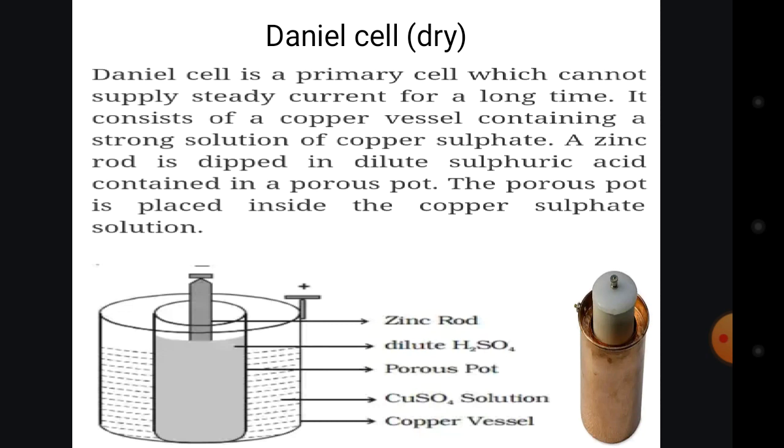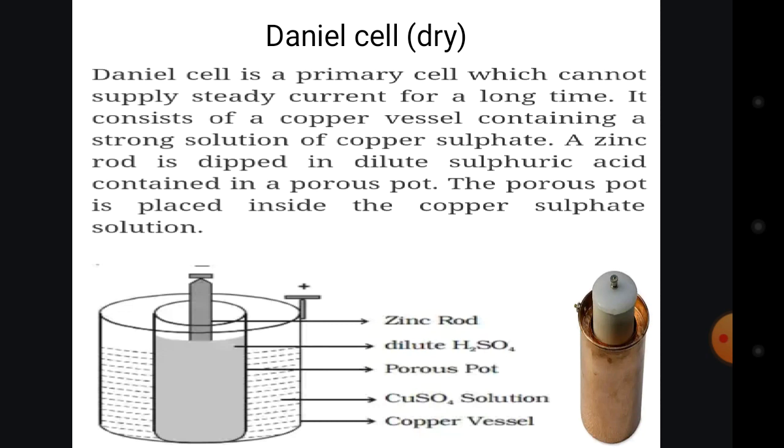So you see that we have a porous pot, which is where you put the sulfuric acid. The porous pot is placed inside the copper sulfate solution. So that is where we put the solution there. If you look at the diagram, you will see that we have a zinc rod.